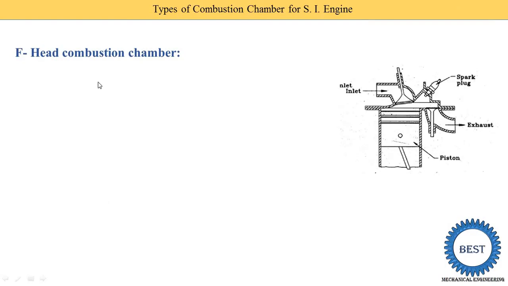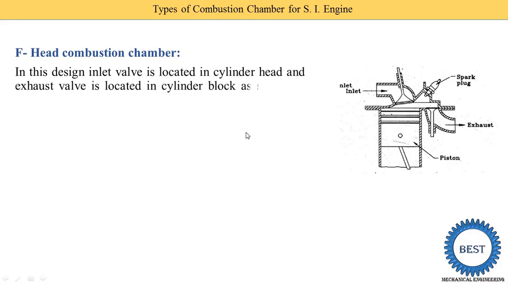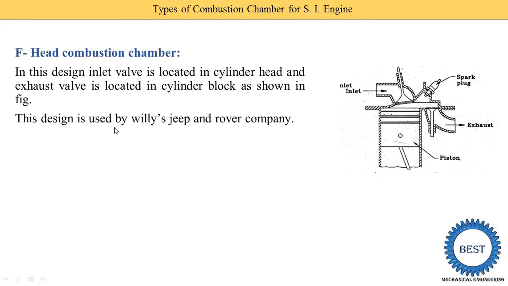Now next we understand the F-head combustion chambers. Its shape is the F, that's why it is known as the F-head type combustion chamber. Here you see this is the upper part of the head, this is a straight line. In this design, the inlet valve is located in the cylinder head. Cylinder head means the upper part. So this is our inlet valve, and the exhaust valve is located in the cylinder block, as shown in this figure. This design is used by Willys Jeeps and Rover company.